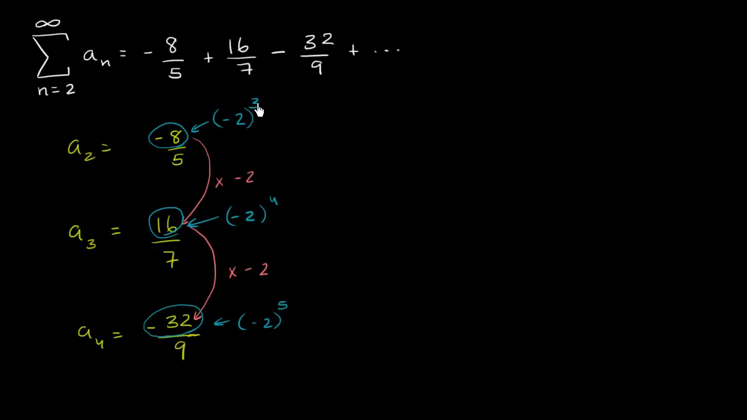So notice, our exponent on the negative 2 is always going to be one more than our index. Our index is 2, our exponent is 3. Our index is 3, our exponent is 4. Our index is 4, our exponent is 5. So that gives us a sense that the numerator is going to be, so let me write this down, a sub n is equal to negative 2 to whatever index we're at, to that index plus 1 power. So that's a reasonable way to think about our numerator.